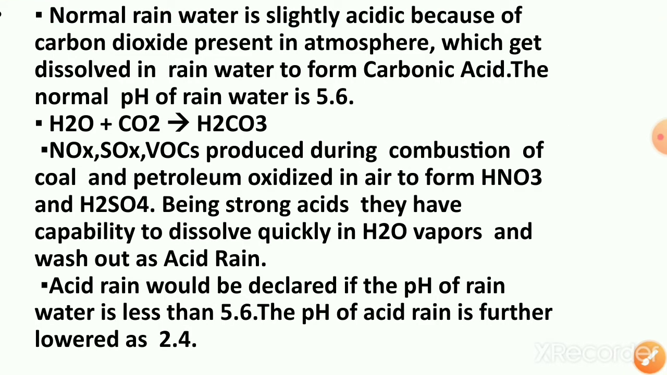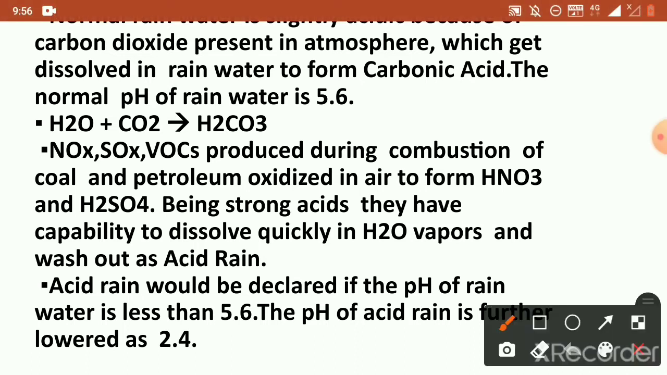Normal rainwater has the pH of 5.6, that is slightly acidic. This is due to the presence of carbon dioxide in the atmosphere, because this carbon dioxide gets dissolved in the rainwater and forms carbonic acid and makes the rainwater slightly acidic, and which has the pH of about 5.6.